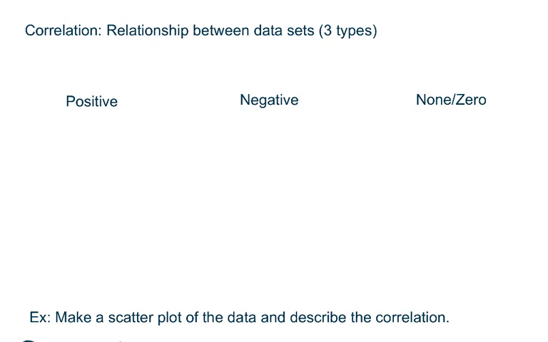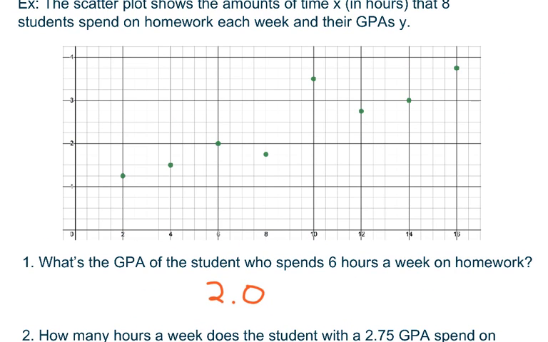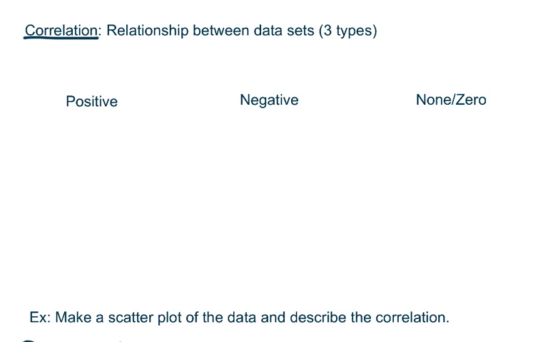If we see a relationship between the data, like we saw here in this scatter plot, as one goes up, the other goes up, or as one goes up, the other goes down, something like that. That's called correlation. A correlation is a relationship between data sets. It's not cause and effect. It's not because I studied for 16 hours that my GPA was 3.75 or 4.0 or whatever it might be.